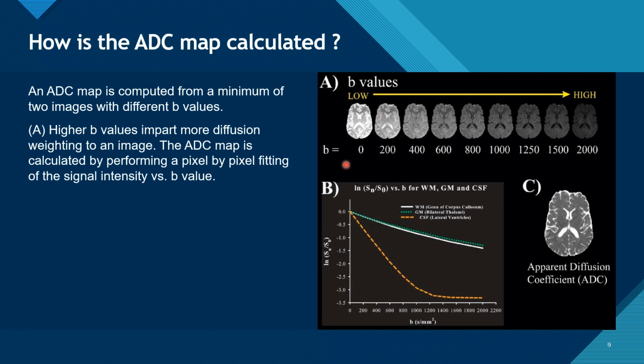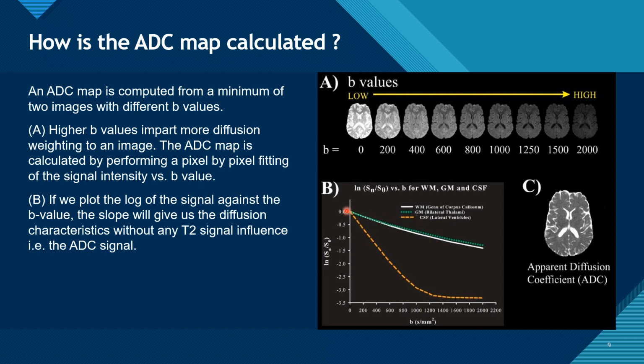So from B0, we have an almost T2 star weighted image with no diffusion weighting. With increasing B values, the diffusion weighting increases and the T2 effect decreases. But in all B weighted images, or in all diffusion weighted images calculated through B value, we have some degree of T2 weighting with increasing degree of diffusion weighting.